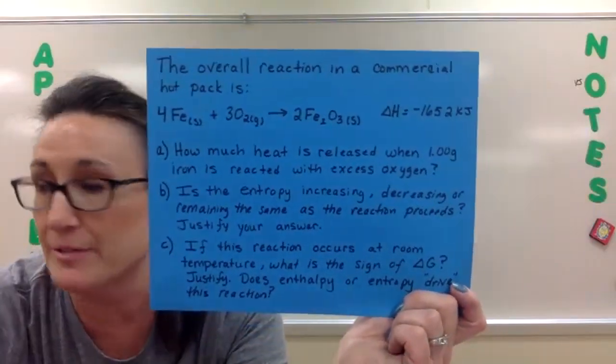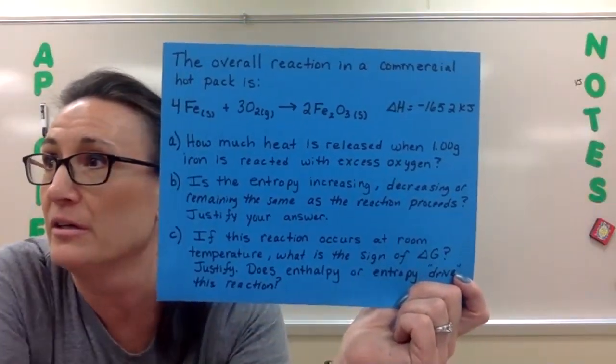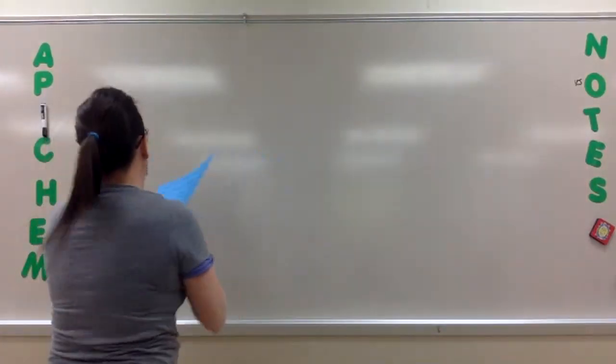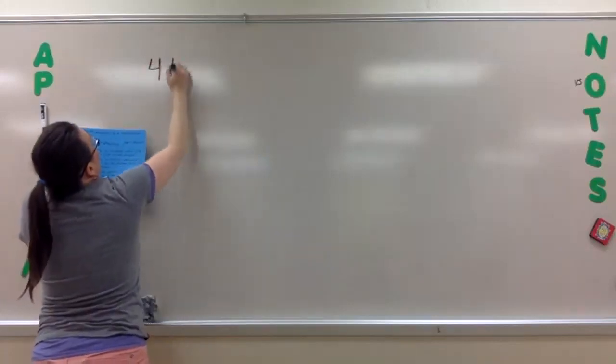So this one, what's left? Plain old stoichiometry, okay? The good old stoichiometry. So let me write the reaction. So we got 4 moles of iron solid.